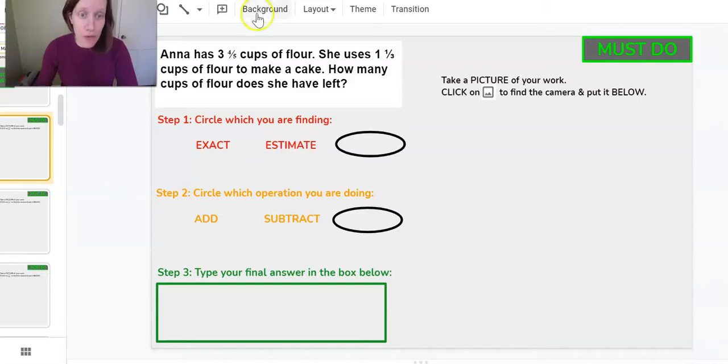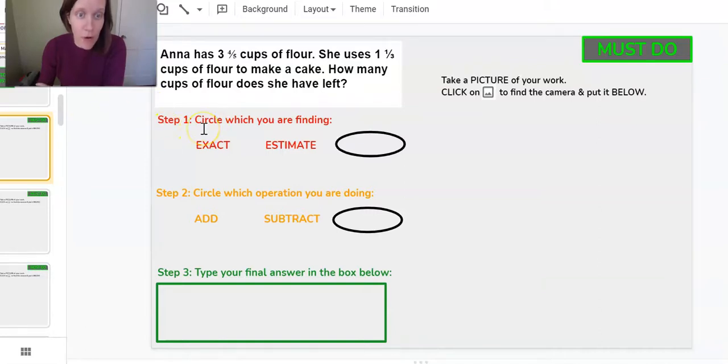So the first thing you want to do is read the problem. Right here, this problem says, Anna has 3 4/5 cups of flour. She uses 1 1/3 cups of flour to make a cake. How many cups of flour does she have left?